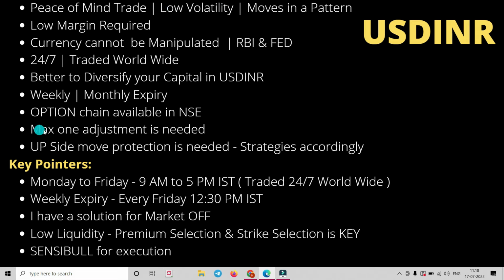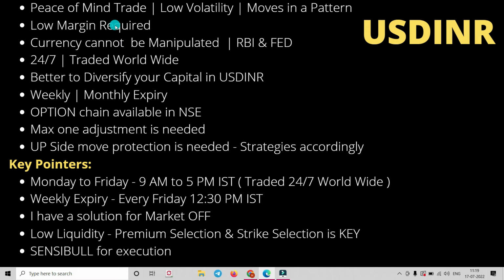Maximum one adjustment is needed for weekly, or else no adjustments are required. If you are a trader who does aggressive adjustments every 5 minutes, every 10 minutes, every hour, or every day, this is not meant for you. Based on my experience, it requires a maximum of one adjustment, and at most it can go to two adjustments, just to lock in your profit. That's it. It also has a very specific pattern: if you look at the USD INR chart, it clearly gives you a sense that this is low volatility and you can trade it with peace of mind.